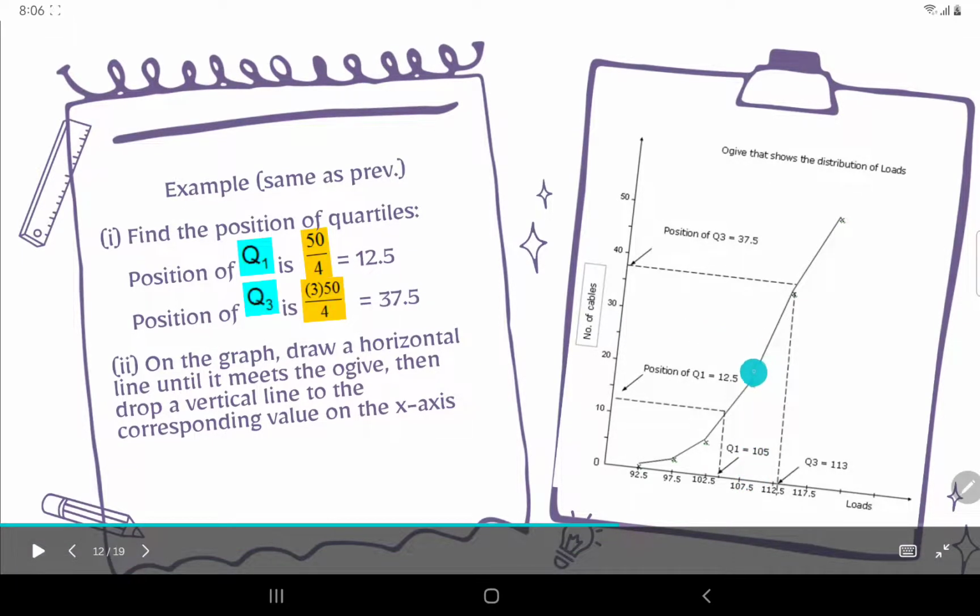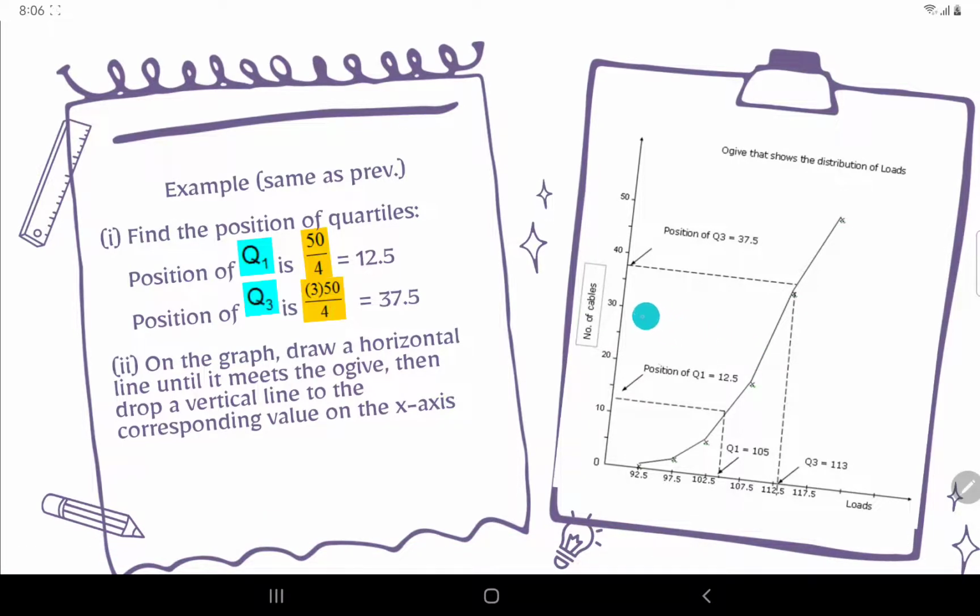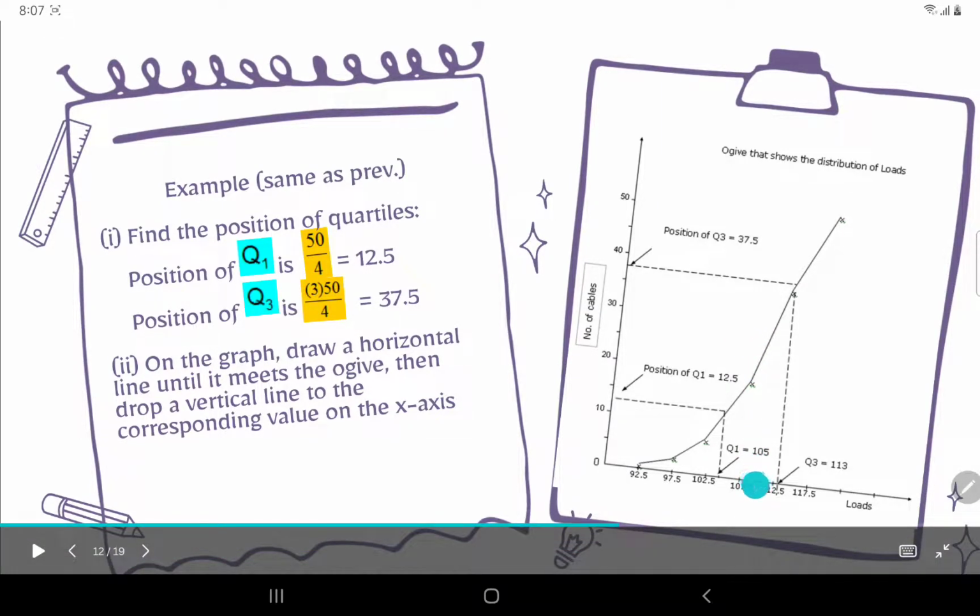So macam yang explanation saya tadi, Q2 is equal to the median. Okay, median. So to find the median using OGIF, you need to find the position of Q2. Okay, it means that 1/2 darab dengan 50. So it is equal to 25. So here is 25. Buat horizontal line sampai jumpa OGIF, and then turun ke bawah. So kita akan dapat Q2 dekat sini, value of Q2. Okay, which is the same value for median.